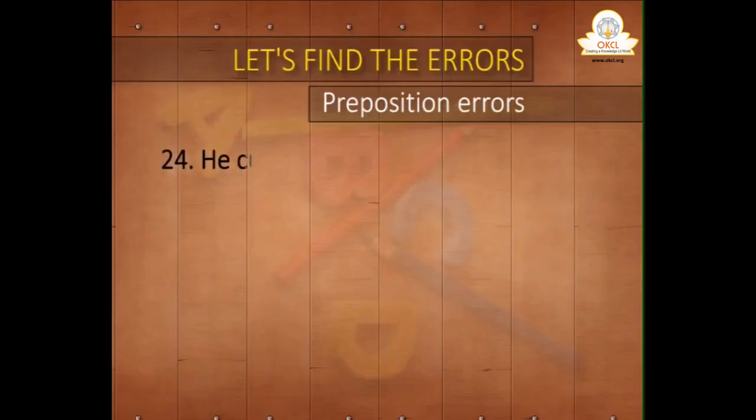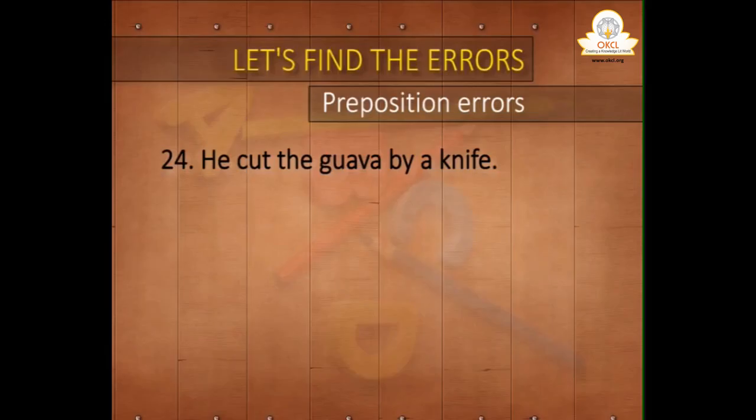He cut the guava by a knife. So a knife is not a person. The agent is a thing here. So we cannot use by. It is not an exceptional case. So it is with. Sometimes, you know, students are confused whenever words like cut or put are there, because cut, present and past, both are cut. So is this sentence present or past? How will we know?